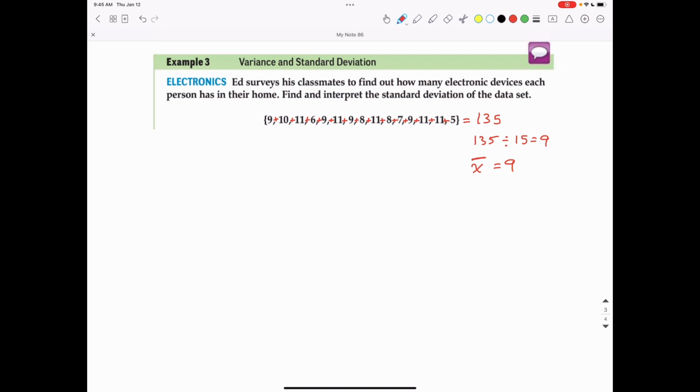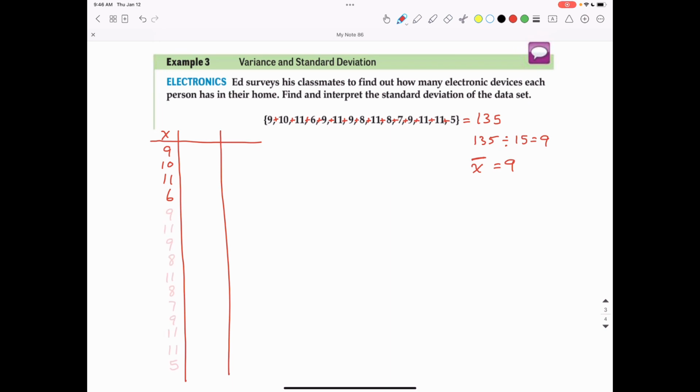This is that step 2 that I said we're going to break down. I'm going to create a 3-column chart here. In the first column of this chart, I'm going to write down all of the numbers from my data list. So I'll write down 9, 10, 11, and so on. And there you can see I've got the whole data list written down.